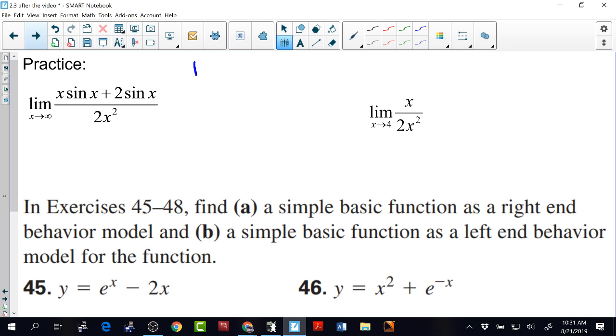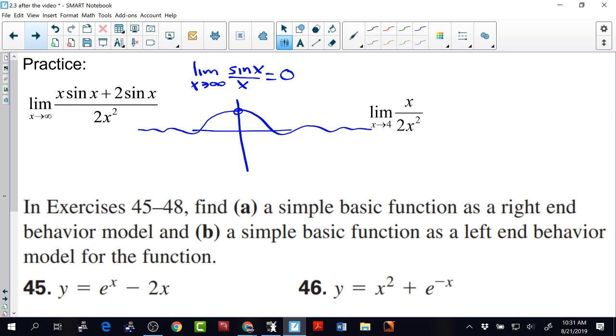But this is based on the fact that we have the limit as x approaches infinity of sine of x over x is equal to 0. Remember, the graph looks like this up here at 1, and then it's that kind of octopus looking thing like that. So limit as x approaches infinity is 0. Limit as x approaches 0 is 1. So I want to get as many of these as I can possibly get out of this.